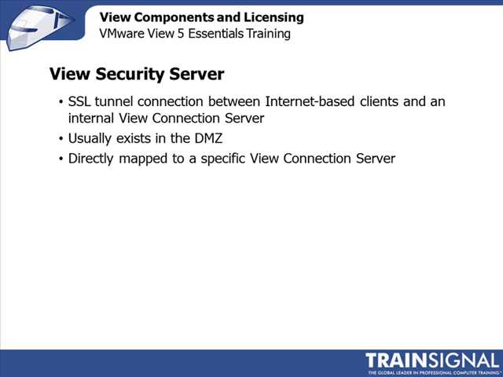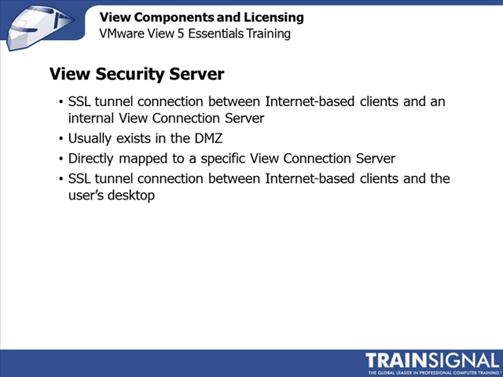Now, there is a mapping that's directly a one-to-one relationship between a View security server and a View connection server. So you can load balance the external View security servers, but each security server needs to connect to an internal server directly. And so that way the path in from the internet would be from an internet client to security server 1 to View connection server 1. It would always take that same path. So there's always a one-to-one mapping. So you'd want the same number of security servers as internal View connection servers.